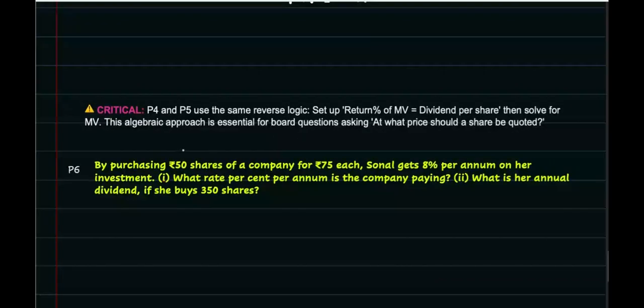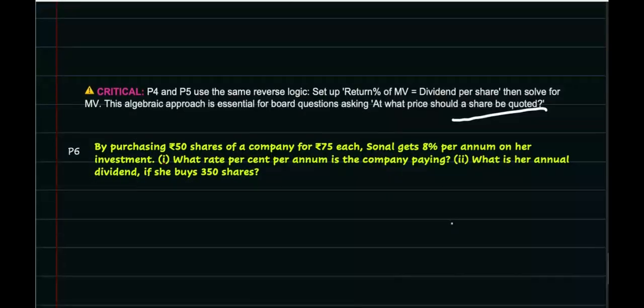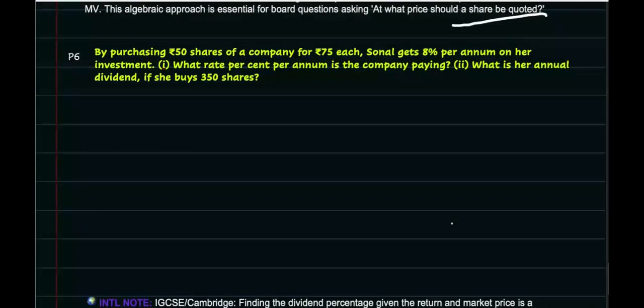So problem number 4 and 5 use the same reverse logic. Set up return percentage of market value equal to dividend per share, then solve for the market value. This algebraic approach is essential for board questions asking at what price a share should be quoted. So this is very important. Whenever such type of questions come, you need to find it in such a way. Great. Moving on, sixth problem of the day.